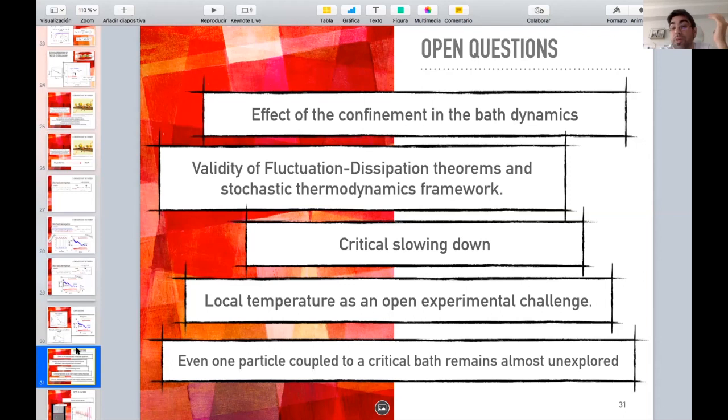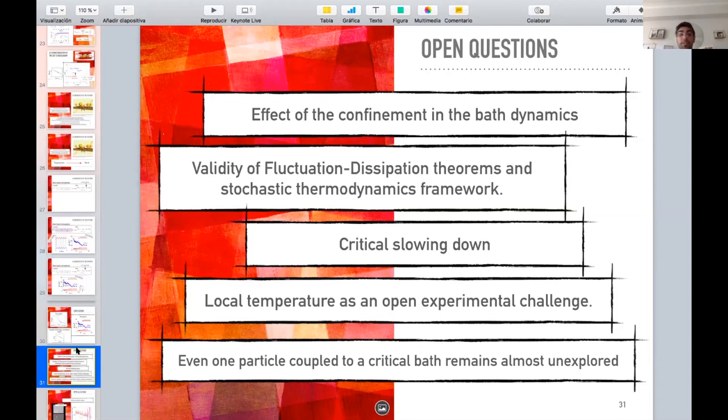So we expect to see deviation, critical slowing down. That is an effect of critical systems that has never been seen in colloidal particles, and will allow us to study in depth the relationship between dissipation and irreversibility, because we are able to manage our bath.